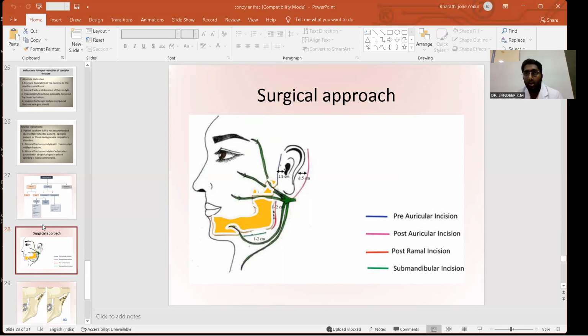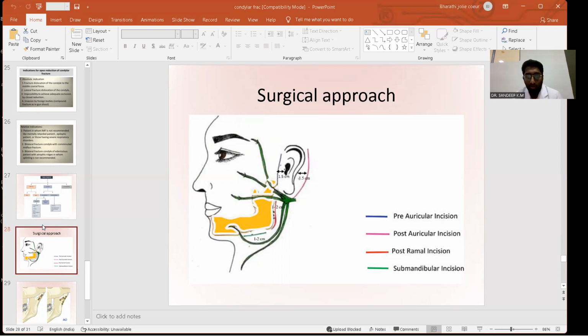We'll find the zygomatic arch in that region, and we'll make an incision 45 degrees to the zygomatic arch. Then we'll dissect the plane between the superficial and deep fascia. When you reach the zygomatic arch, we give a vertical incision, and we'll see the condyle. So in order to treat any kind of high condylar fractures, we go for a preauricular incision.